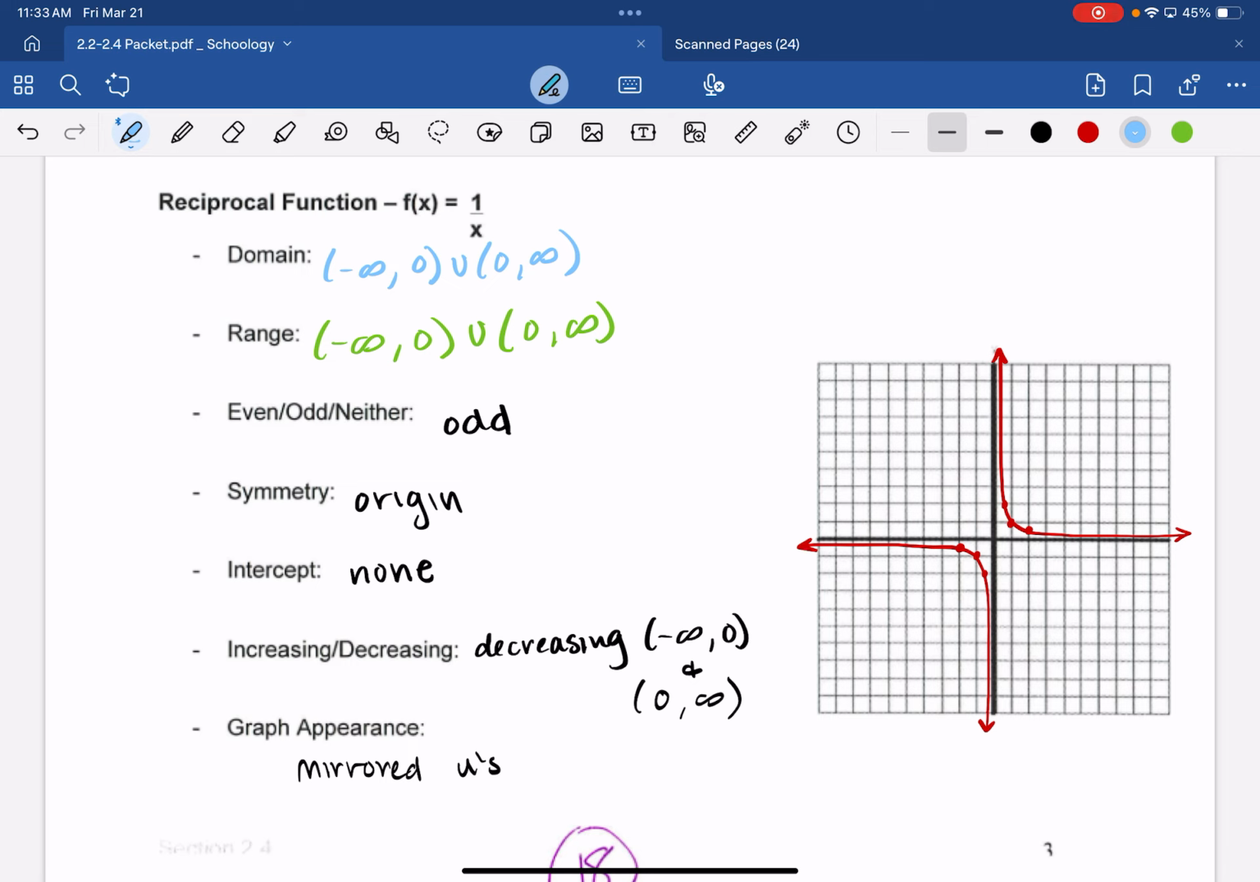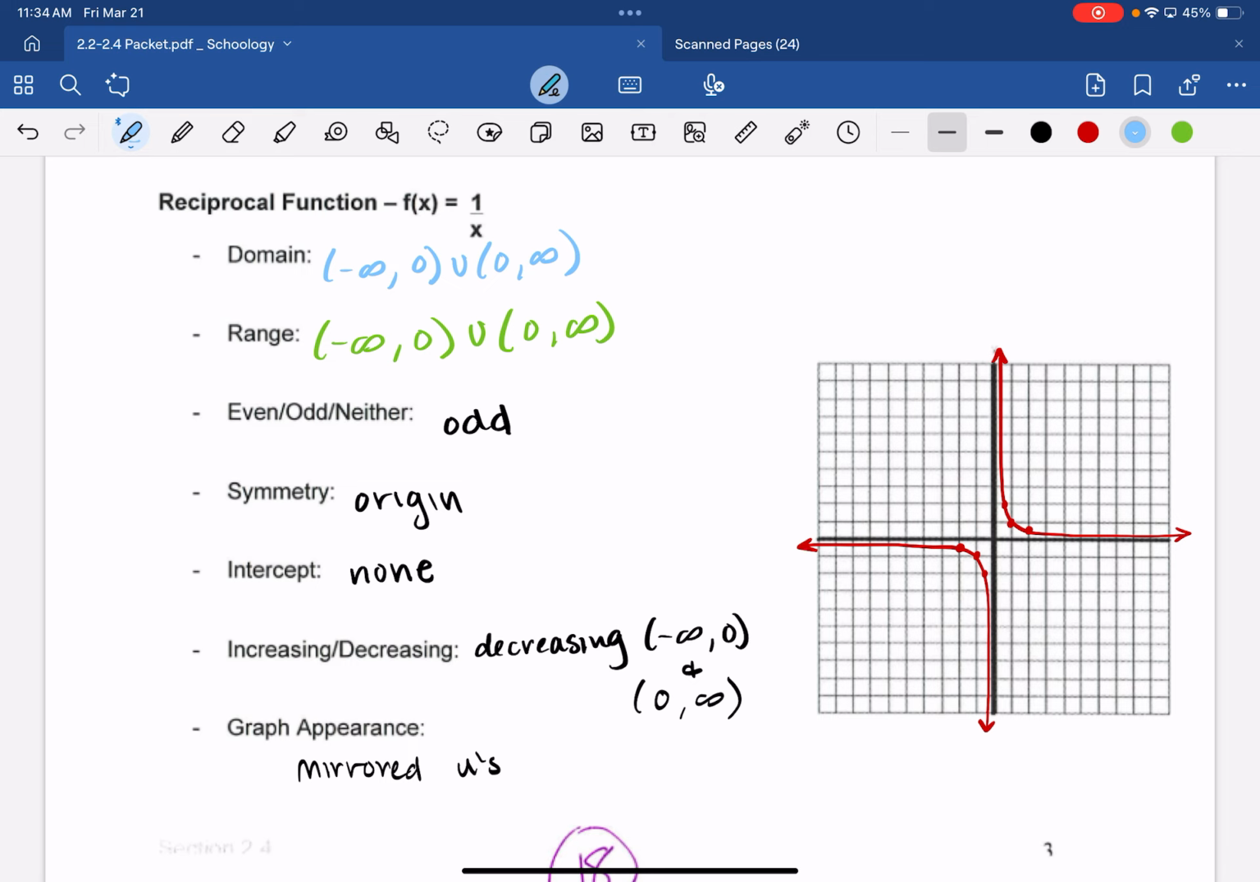That means 0 is not in my domain, which makes sense, because what can I not divide by? What can't be in the denominator? 0. Okay? So 0 cannot happen, right? That's why we don't have 0 in my domain. If I have a 1 up here, does 1 divided by anything give me 0? Is that possible? No, so that's why it's not included in my range.